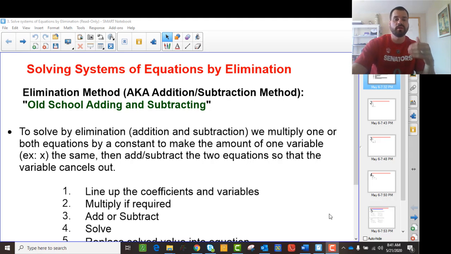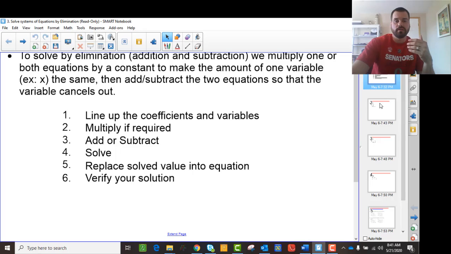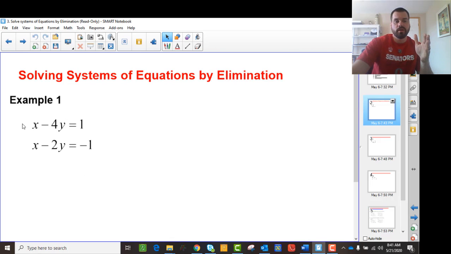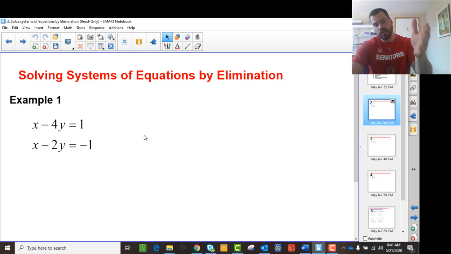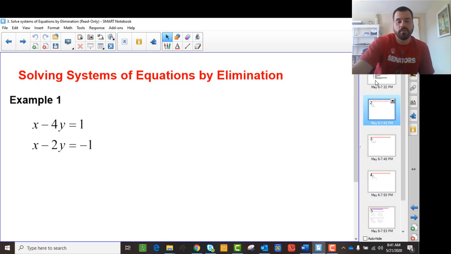What that means is if you're looking at a question, okay, so we'll just look at this one. You want to make sure your x's are lined up and your y's are lined up, and then your answers are lined up. Okay, meaning they're sort of in a column. They're right on top of each other. So that's the first thing you want to do. If they're not lined up, line them up. In this example, they already are.